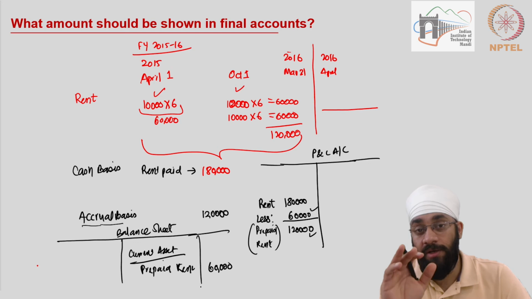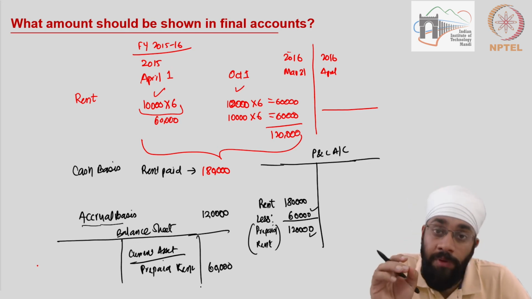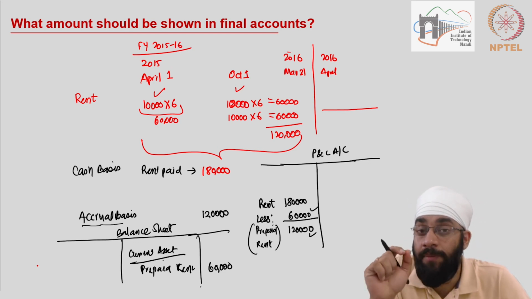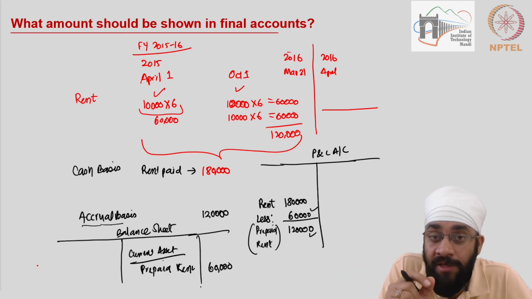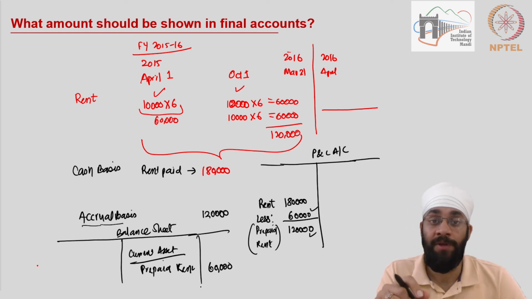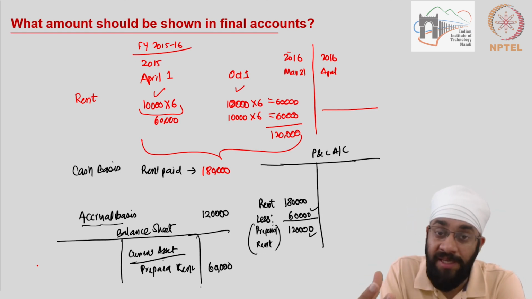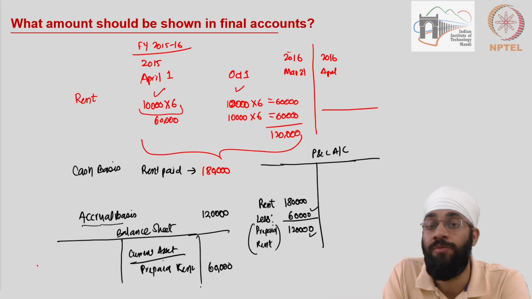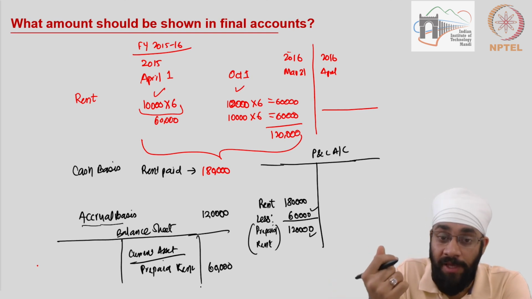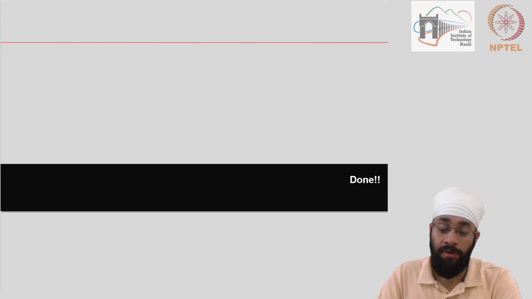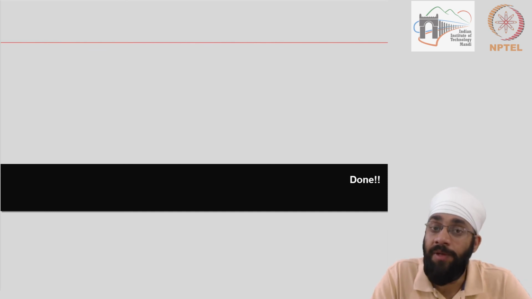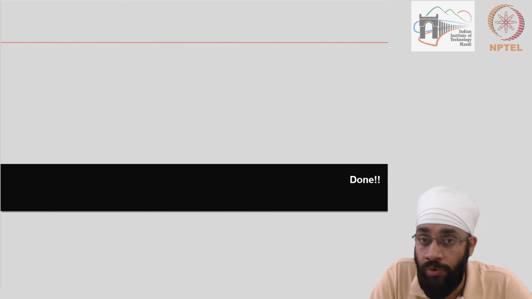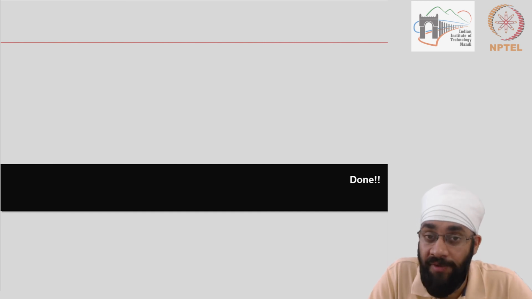So any prepaid expenses for that matter are going to be treated like this. You have paid in advance, well, you can't show it as an expense for this year because the benefit of this expense will be realized in the next year, and that is when it should be shown as an expense. So this was the discussion on prepaid expenses. We learned that prepaid expenses are shown as a current asset in the balance sheet, and any prepaid expenses cannot be shown as an expense in the current financial year.